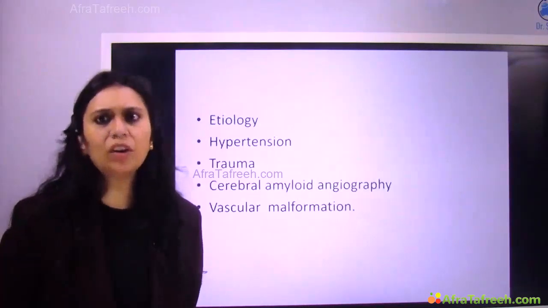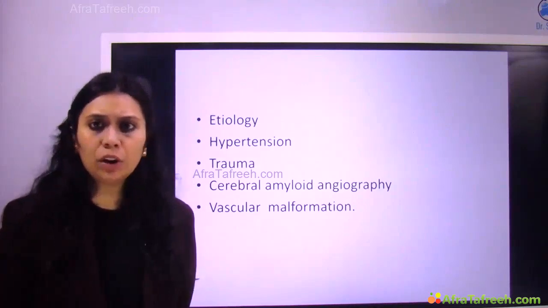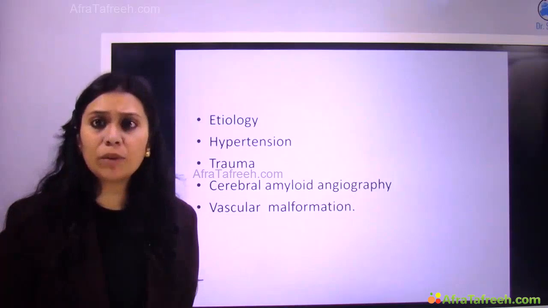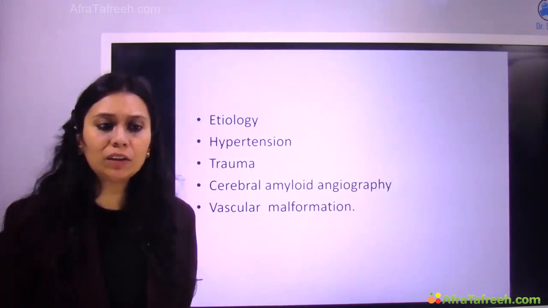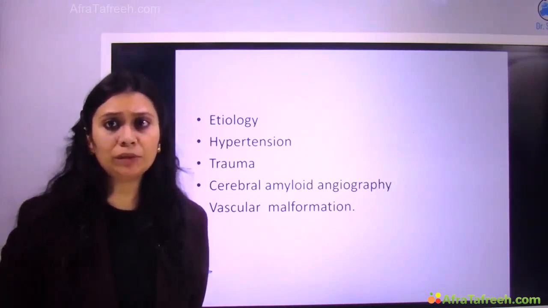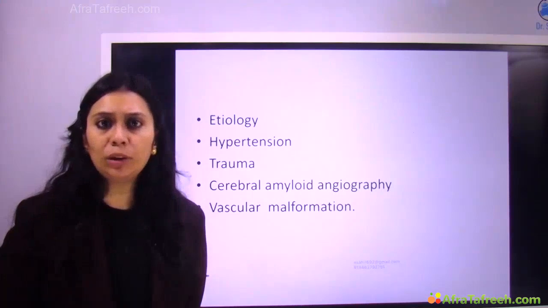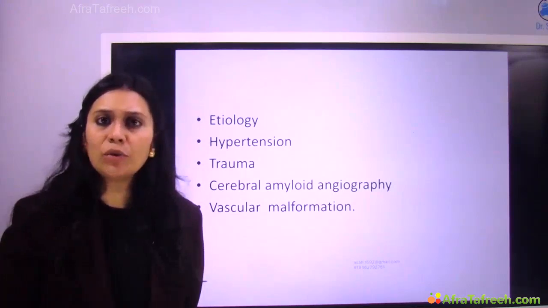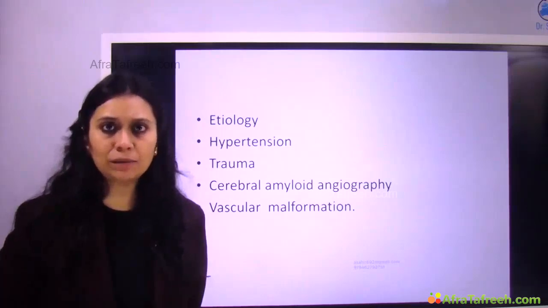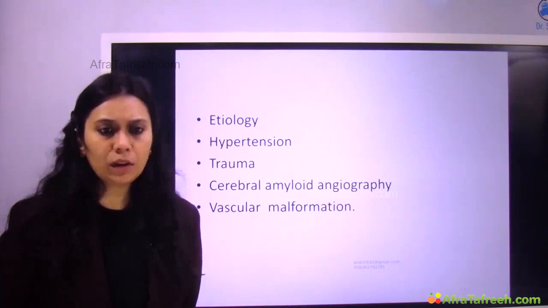So what is the etiology of intracerebral hemorrhage? Hypertension, trauma, cerebral amyloid angiopathy, vascular malformation. Hypertension is the most common etiology, long-standing hypertension. ICH is more commonly seen in older patients, whereas subarachnoid hemorrhage has a predisposition in younger patients as well.